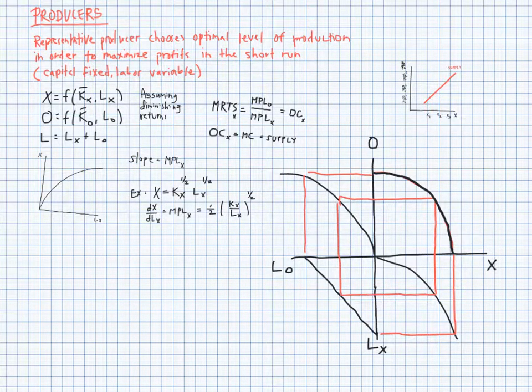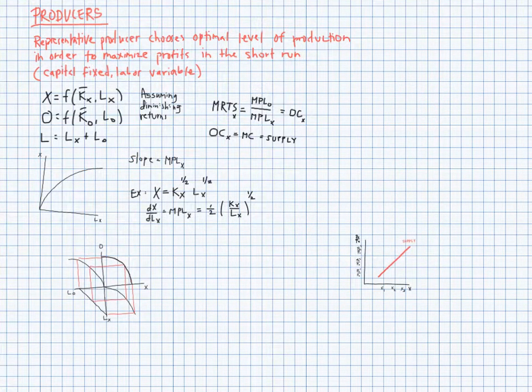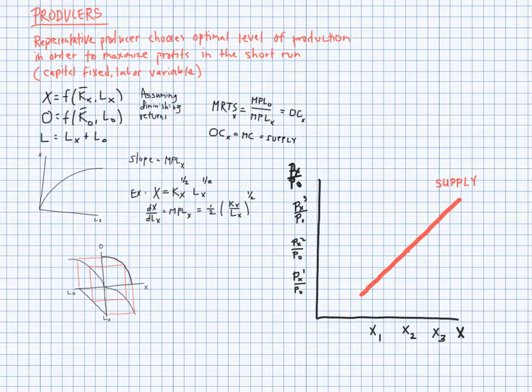Okay, let me just get rid of these things here to then show you that if we were to trace these things out, here you can see that I increased the price of x from px1, px2, px3, and every time the representative firm wants to produce more and more of the good x. And if I trace that out, you'll have this line here, which is the opportunity cost, the marginal cost, or in the end, the supply curve.